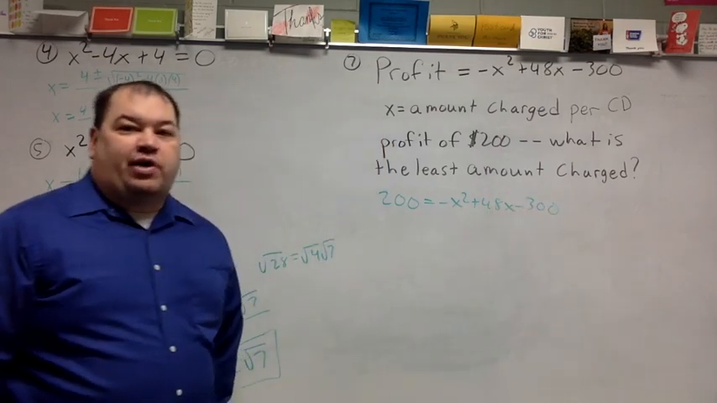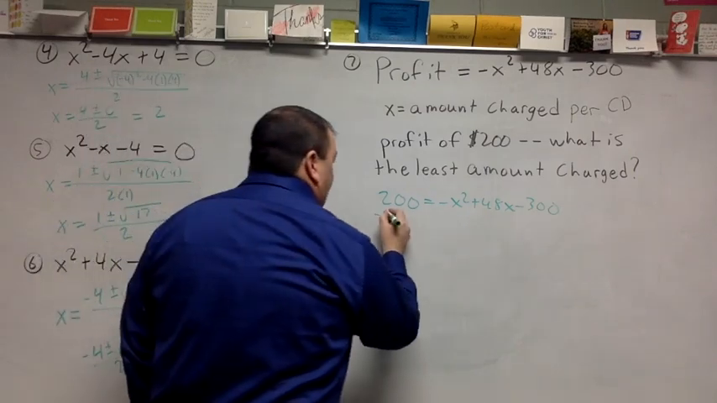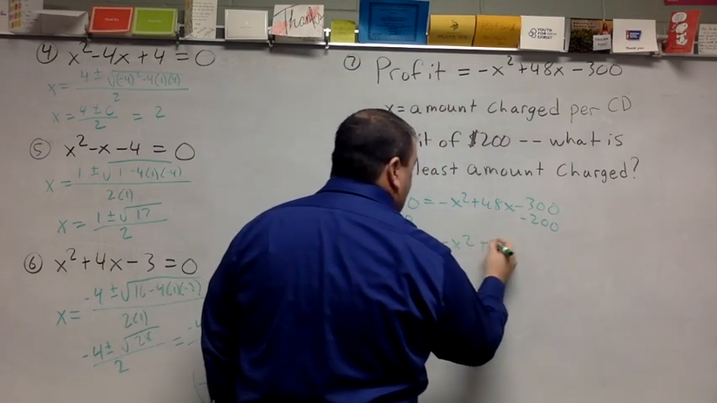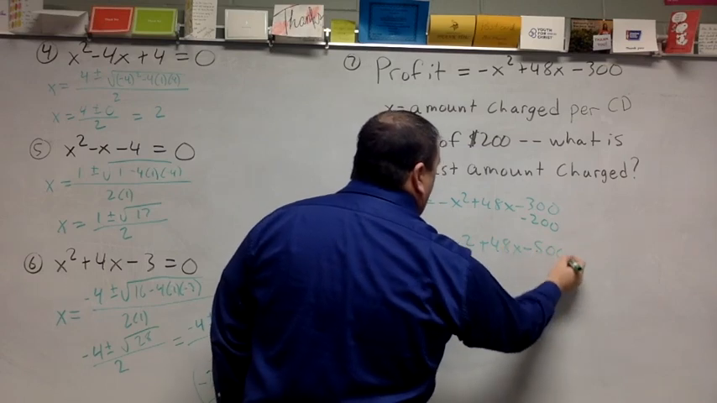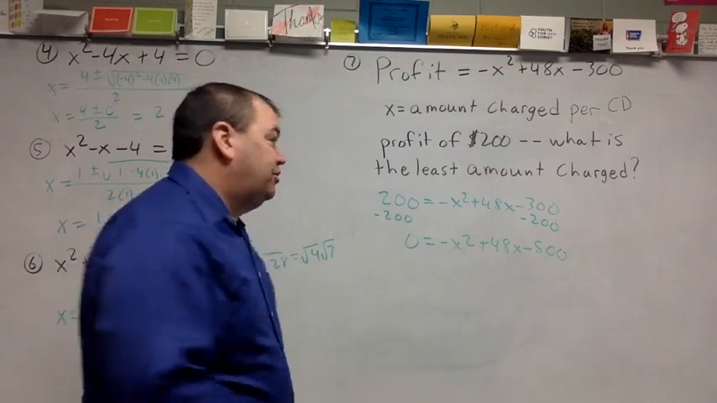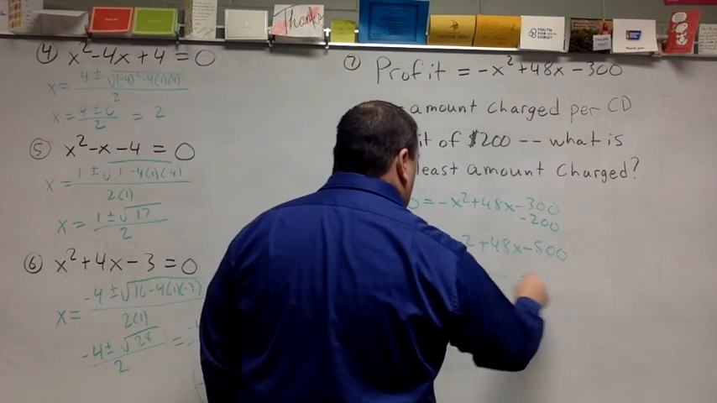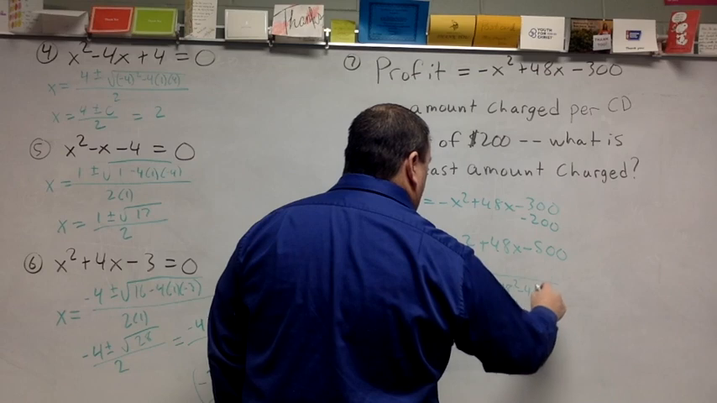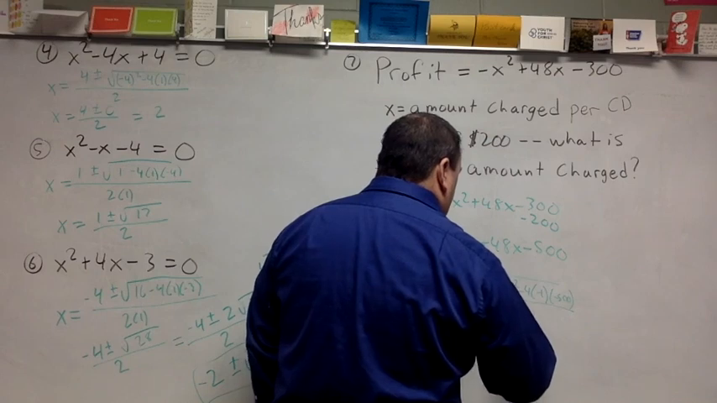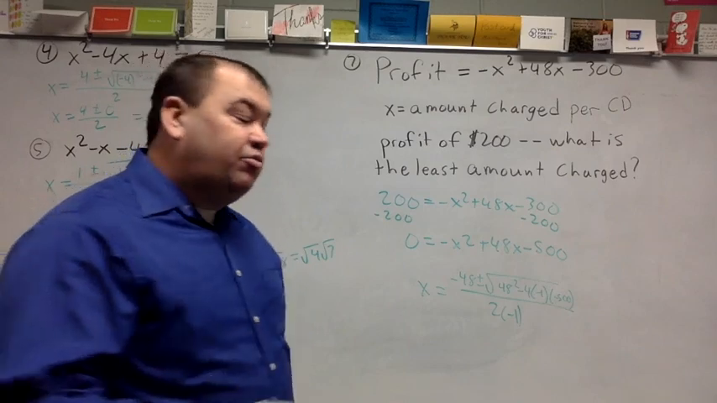Now, I can't use the quadratic formula yet because it doesn't equal 0. It's not in that standard form. But if I move this 200 over so that this equals 0, now I have a quadratic. Now it's in standard form. Now I can use my quadratic formula. And I'm going to get 2 answers. So I go x equals opposite of b plus or minus the square root of b squared minus 4ac all over 2 times a. Now, I'm going to start right here with my discriminant. My discriminant ends up being 304.